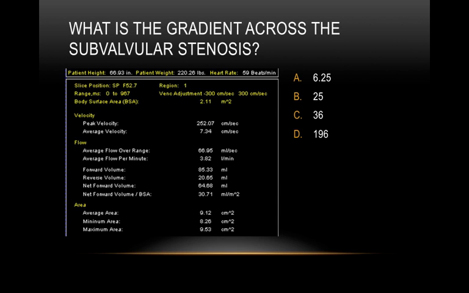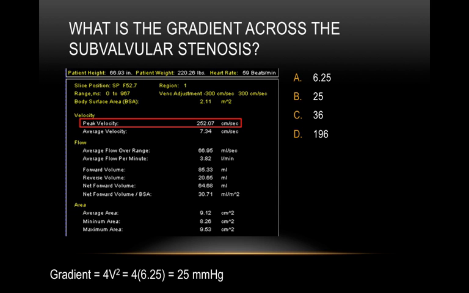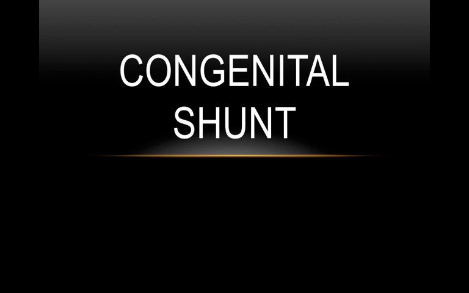So what is the gradient across the subvalvular stenosis? Is it 6.25, 25, 36, or 196 millimeters of mercury? Okay, so you can see that our peak velocity here was 2.5 meters per second. When we plug that in, 2.5 meters per second squared is 6.25, and we multiply by 4, we get 25. So 25 millimeters of mercury is the correct answer.